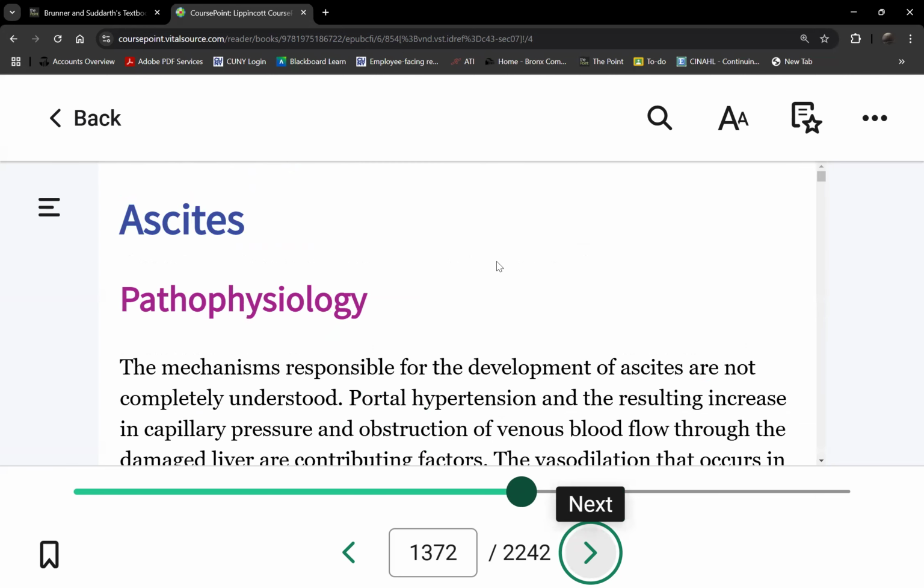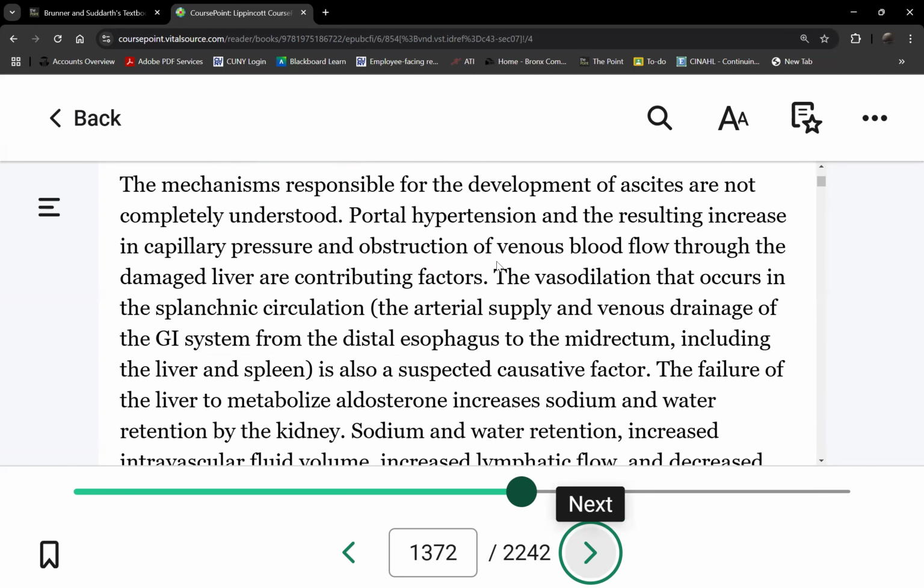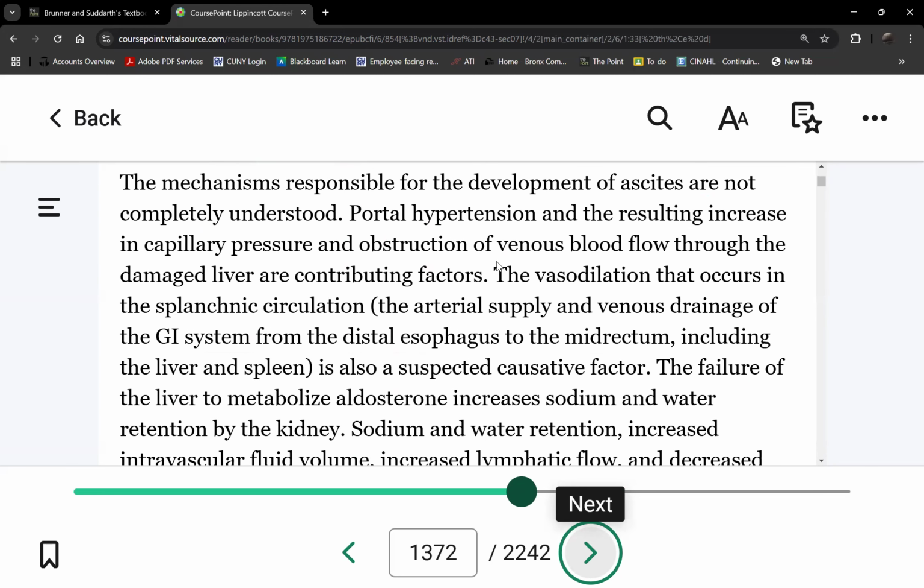Next problem is ascites. Ascites is the accumulation of 2 liters or more of fluid inside the peritoneal cavity. Where did this fluid come from again?